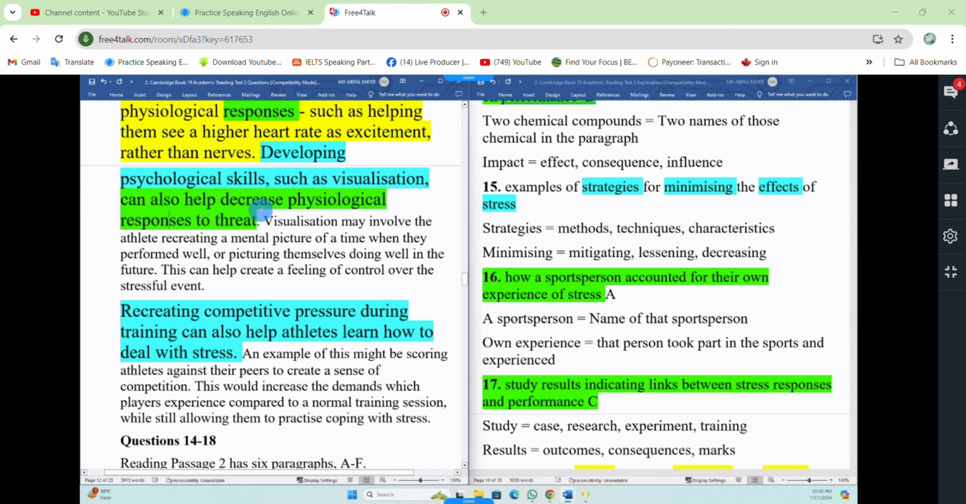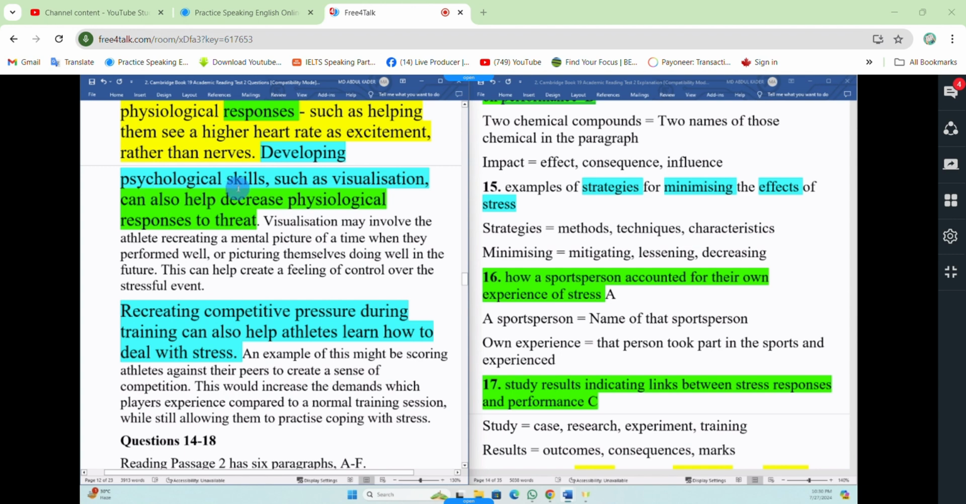Decrease can also mean minimizing. Here we can see mitigating, lessening, decreasing. Yes, we've got the word decrease. So, decrease physiological responses to threat. This is our first way and this is our second way. This is our first strategy, this is our second strategy. So examples of strategies. Yes, two strategies are there.